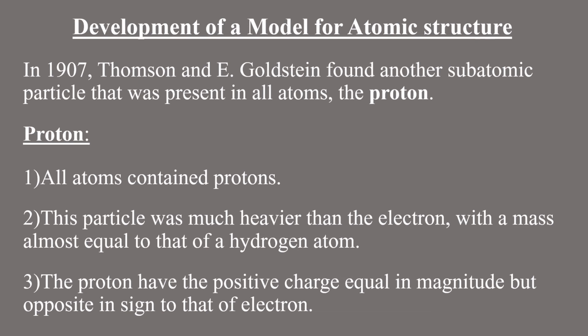The charge on the proton is positive. Its magnitude is equal to the electron with opposite sign. The charge of one proton is positive 1, and if an element has 5 protons, the charge will be positive 5. For 10 protons, it will be positive 10.